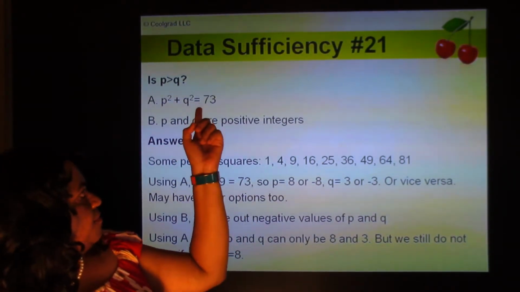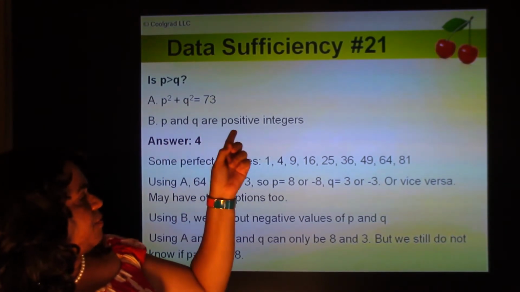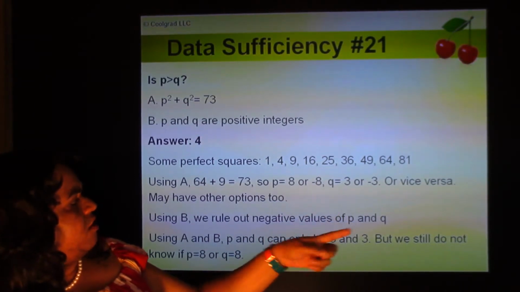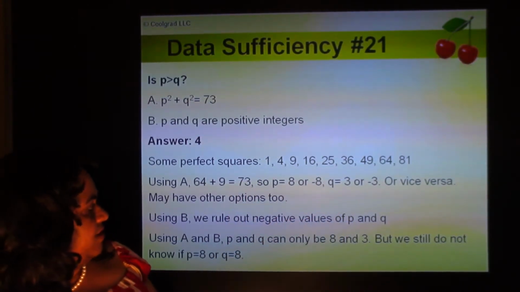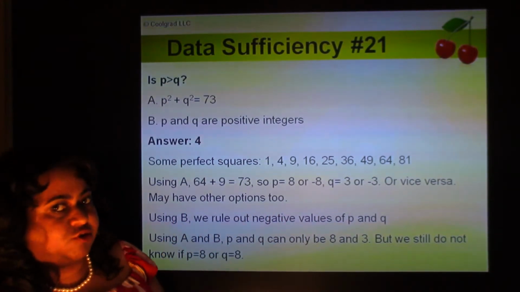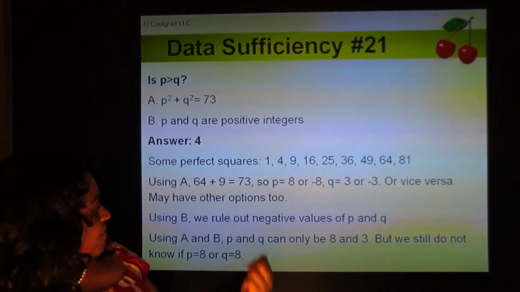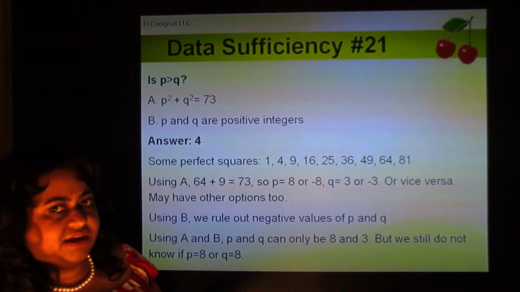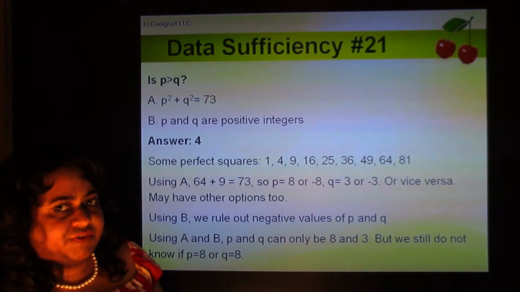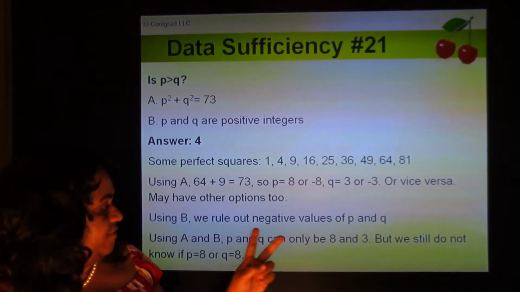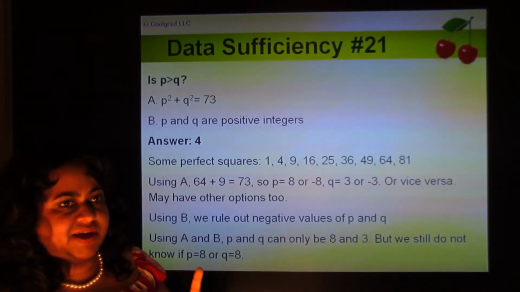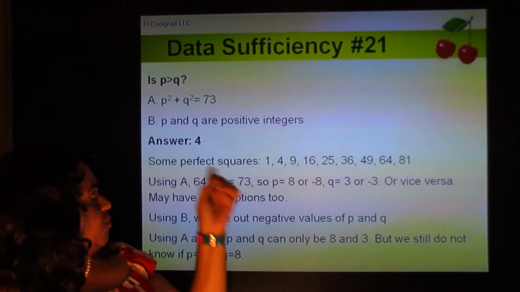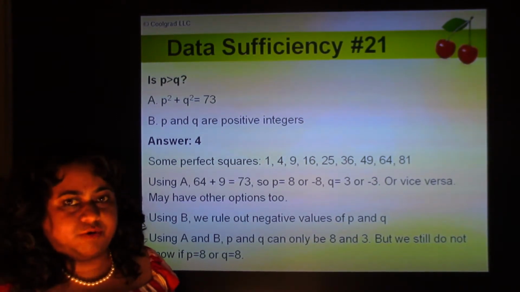So we don't know whether they are positive integers, but statement B says they are both positive integers. So that means either P is equal to 8 and Q is equal to 3, or P is equal to 3 and Q is equal to 8. So we still have 2 solutions, even though we use statements A and B together. We still don't know whether P is 8 or Q is 8 and the other one is 3. So we don't know which one is greater than the other. The numbers can only take the values 8 and 3, and we don't know which one is 8 and which one is 3. So using both together, we can't answer this question. So we pick option 4.